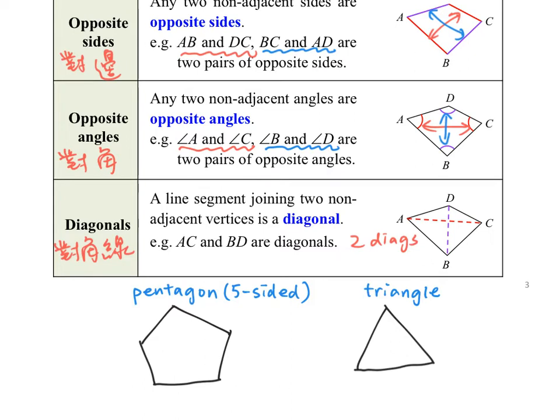So let's look at the pentagon. How many diagonals does it have? Let's draw and count. 1, 2, 3, 4, 5. So a pentagon has 5 diagonals. As for a triangle, there are no non-adjacent angles, so it has no diagonals.